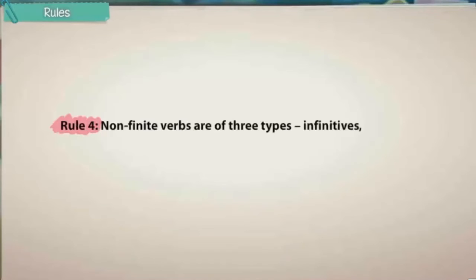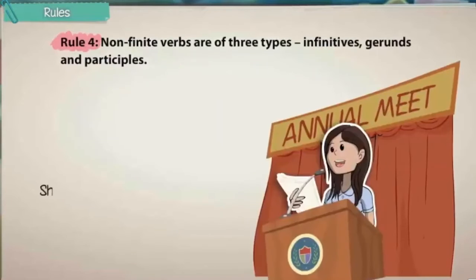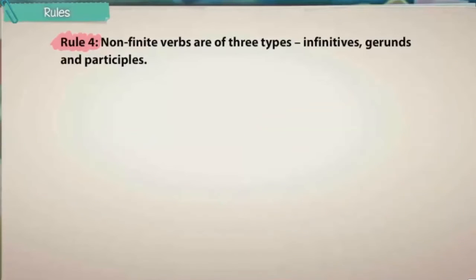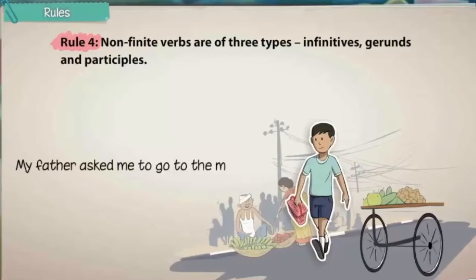Non-finite verbs are of three types: infinitives, gerunds, and participles. She is going to give a speech. To plus the base form of the verb is called an infinitive. To give is an infinitive. My father asked me to go to the market. To go is an infinitive verb.